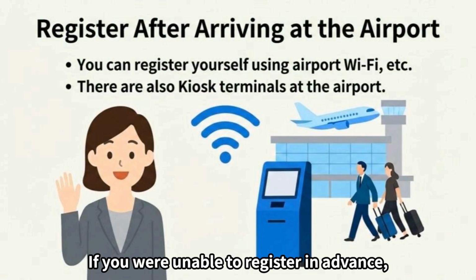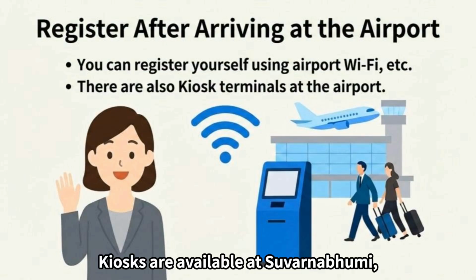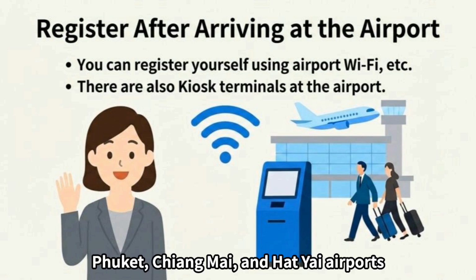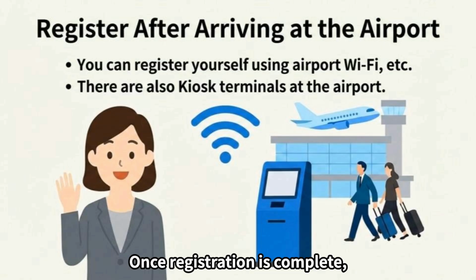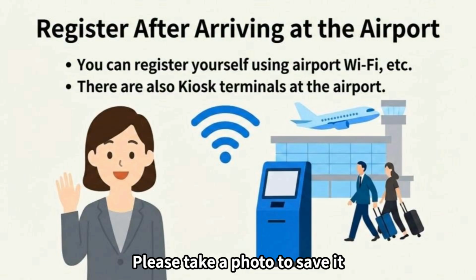If you were unable to register in advance, you can still do so using a kiosk terminal at the airport. Kiosks are available at Suvarnabhumi, Don Muang, Phuket, Chiang Mai, and Hat Yai airports. Once registration is complete, a QR code will be displayed on the screen. Please take a photo to save it.